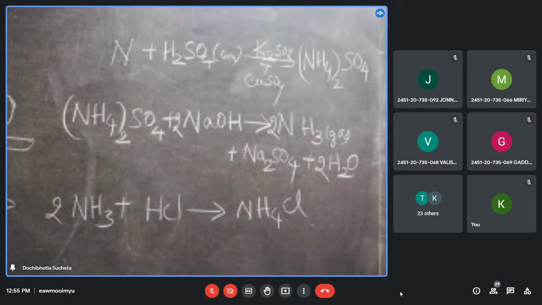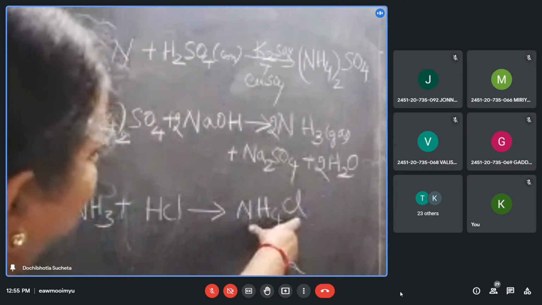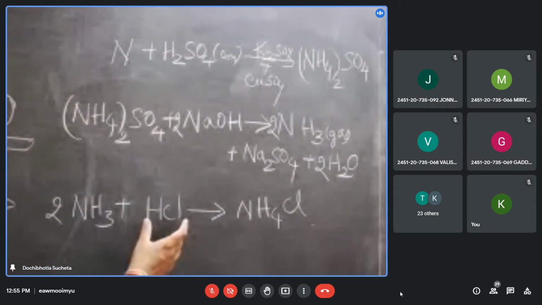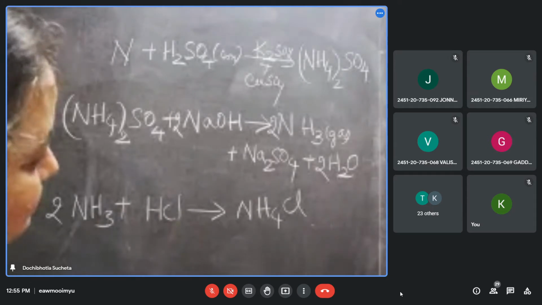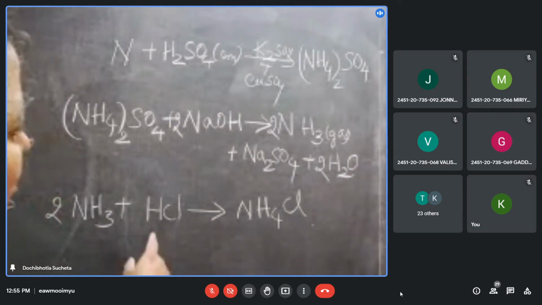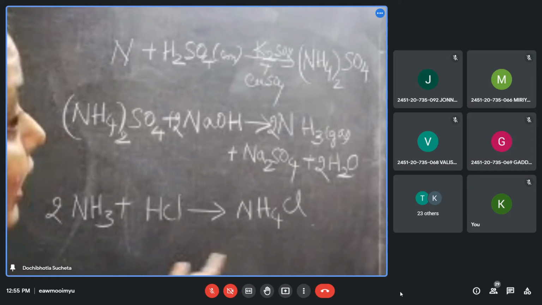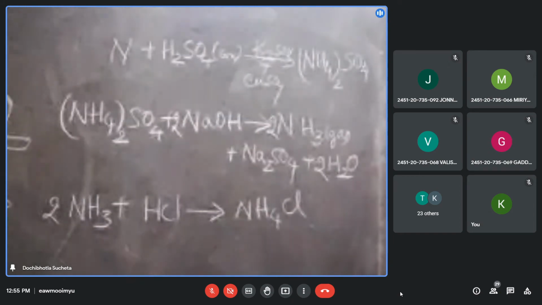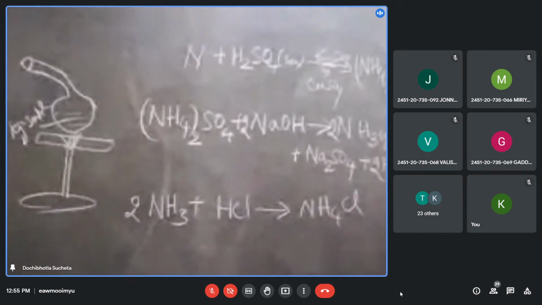After realizing that no more ammonia gas is being formed, I'll stop the bubbling into the conical flask containing HCl. Then I'll take the remaining acid and titrate it with the base, which is again NaOH, whose concentration I already know. This is how I'll find the percentage of nitrogen. I'll repeat it once again.